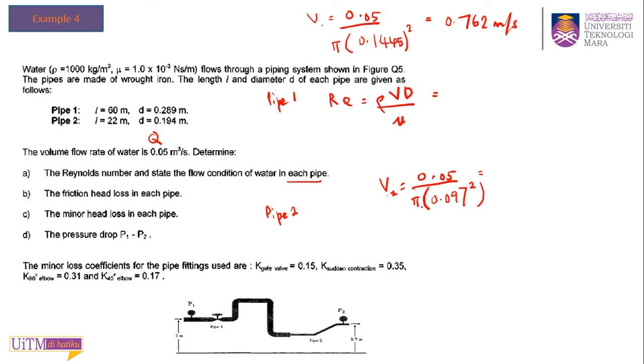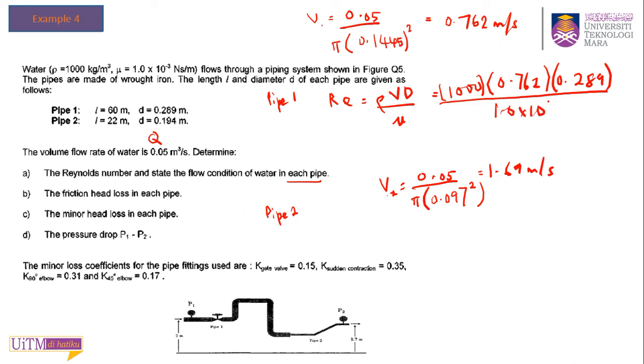So 1.69 meter per second. Okay, so you have your V2 and V1. So just plug in again in your Reynolds number equation. The rho is 1000 times V 0.762 times D. So the diameter of pipe 1 is 0.289. Again, the pipe is circular, because they give you the diameter, so you don't need to find your hydraulic diameter. Divide by dynamic viscosity 1.0 times 10 power of minus 3.